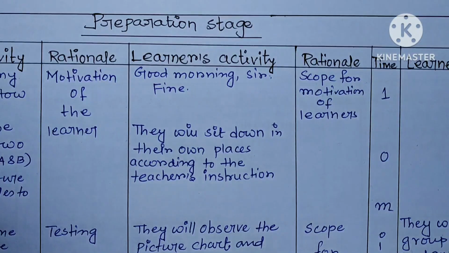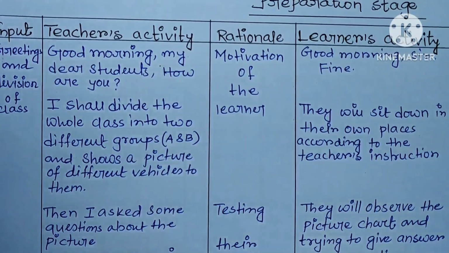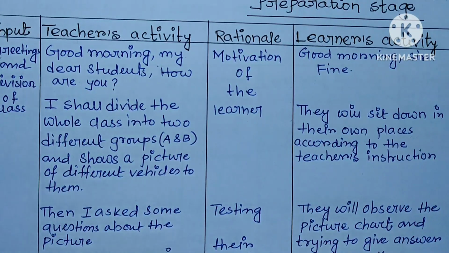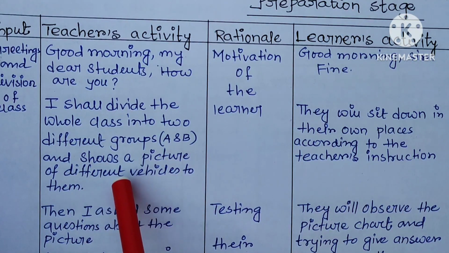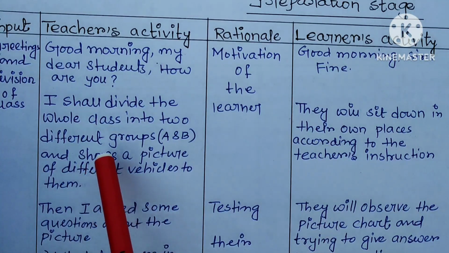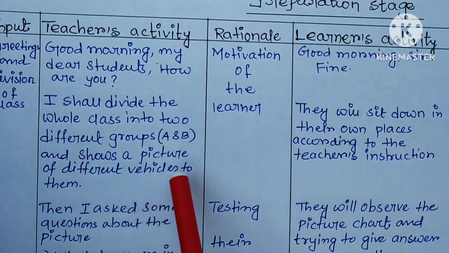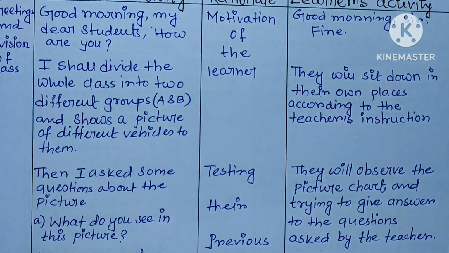The time of the preparation stage is 10 minutes. Then I, or the teacher, no problem, shall divide the whole class into 2 different groups, A and B, and show a picture of different vehicles to them. Always write the TLM here: shows a picture of different vehicles. If you make a plan on the lesson of animal meeting, then you have to write here that the teacher shows a picture of different animals to them. Then I ask some questions about the picture.